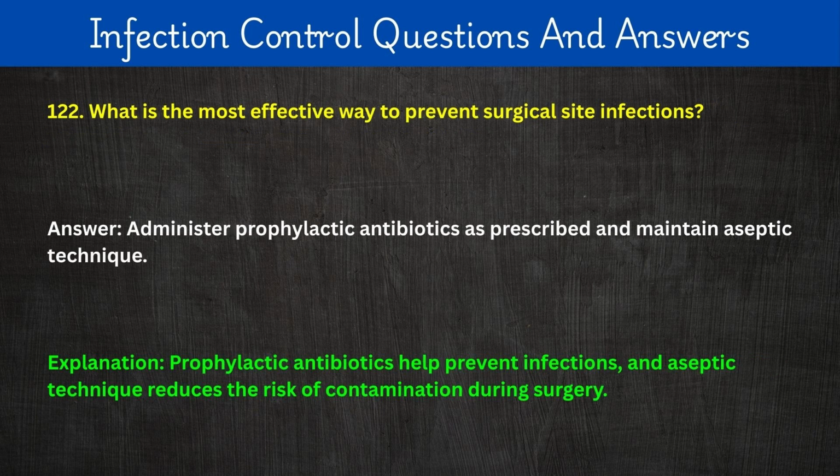122. What is the most effective way to prevent surgical site infections? Answer: administer prophylactic antibiotics as prescribed and maintain aseptic technique. Explanation: prophylactic antibiotics help prevent infections, and aseptic technique reduces the risk of contamination during surgery.